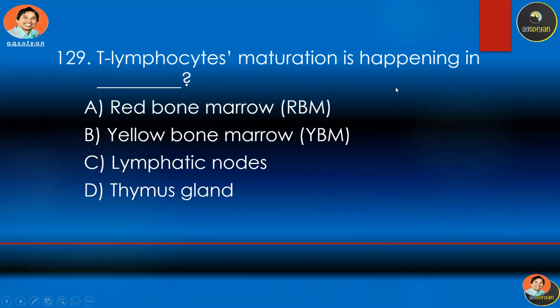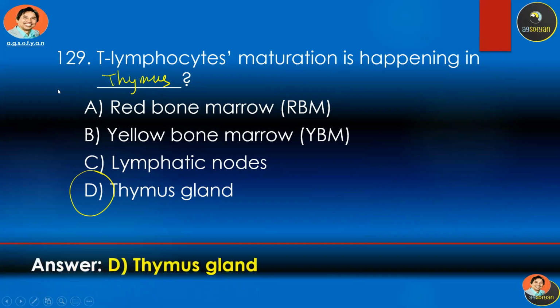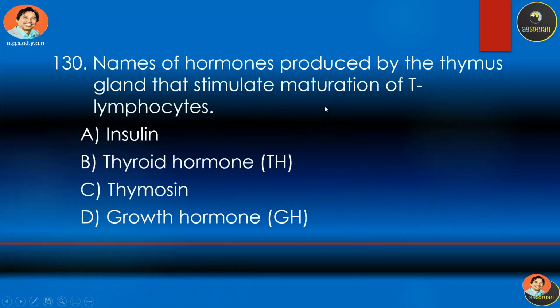Okay, the T lymphocyte maturation is happening in thymus gland. Name of hormone produced by the thymus gland that stimulates maturation of T lymphocyte. So this is thymus gland, and the name of the hormone produced by the thymus gland will be very similar to the name of the gland itself. It's going to be thymosin.